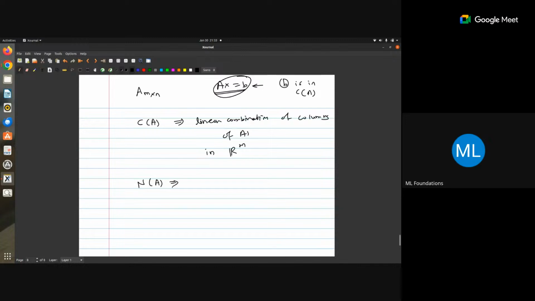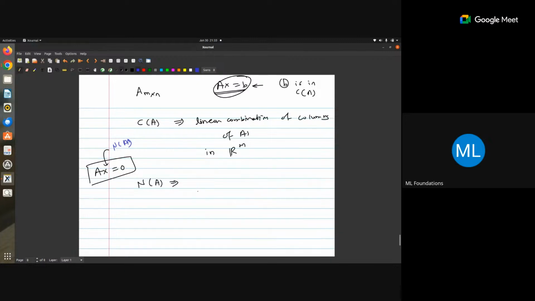Null space of A. How do we find the null space of A? If I just solve the equation Ax equals 0, then this x will represent my null space of A. Fine. Null space of A. And what are the dimensions of it?